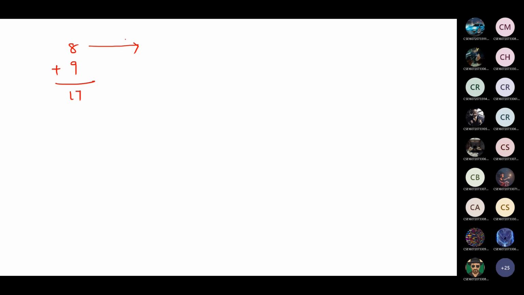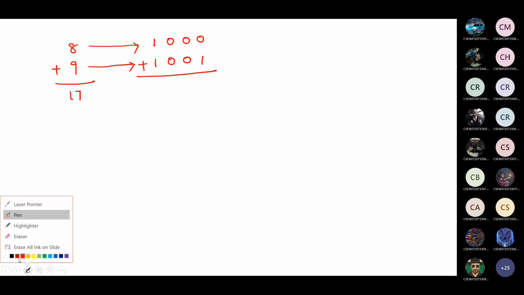3 or 4 or 5? 4 bits. So tell me the equivalent of 8 in decimal in terms of binary. 1 0 0 0. Next, 9 is written as 1 0 0 1. Next, you try to add.